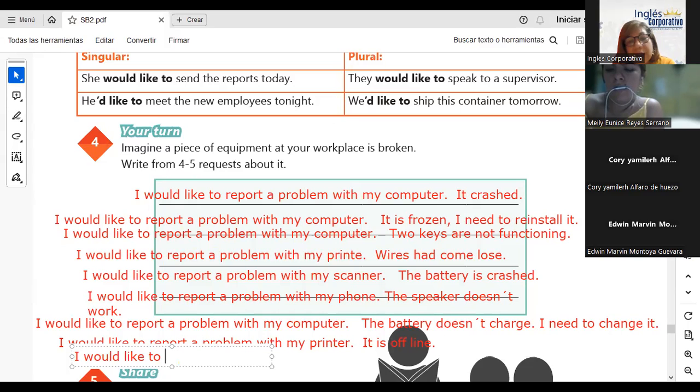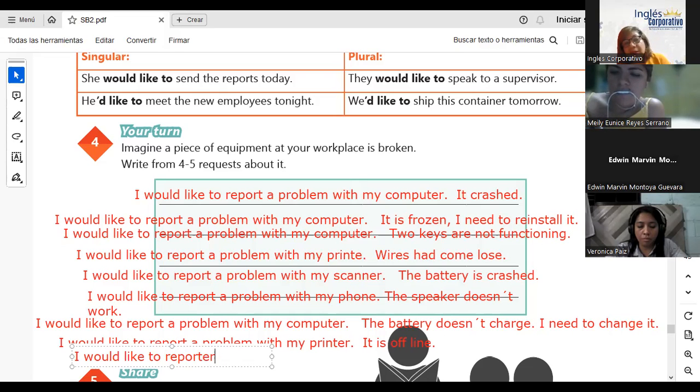The battery is crashed. The speaker doesn't work. I would like to report that my computer is faster. It's faster, but this is better. It's not a problem. You are lucky when it's faster. What is faster? Está más rápido. Sí. Pero, ¿y eso por qué es problema? The screen freezes and I can't work.